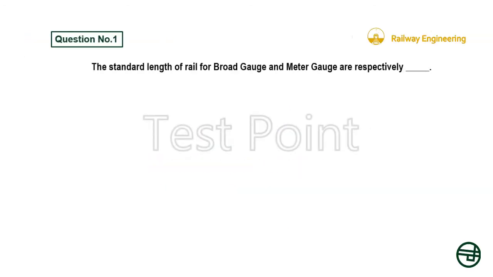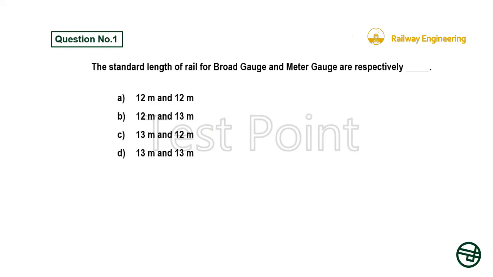The standard length of rail for broad gauge and meter gauge are respectively: Option A, 12 meters and 12 meters. Option B, 12 meters and 13 meters. Option C, 13 meters and 12 meters. Option D, 13 meters and 13 meters. Answer is option C, 13 meters and 12 meters.